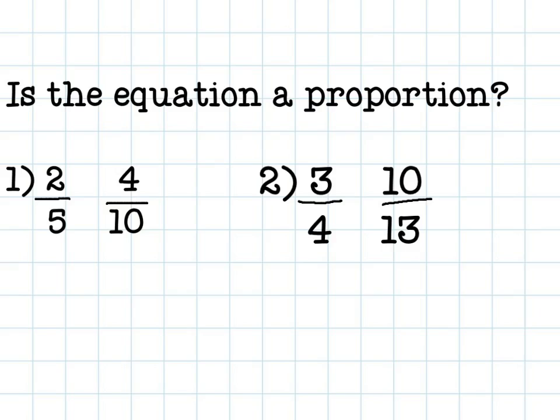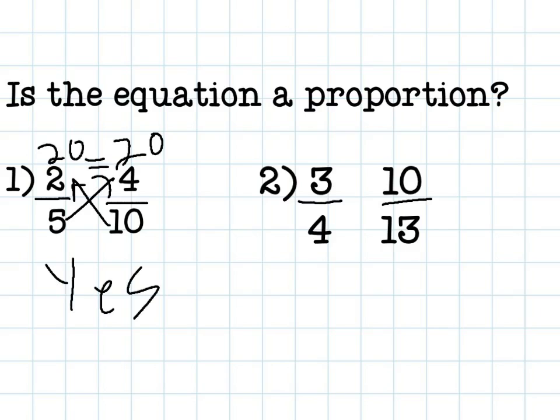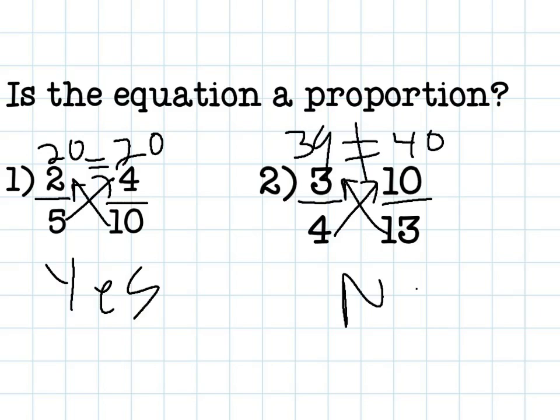So now, just pause the video and prove whether or not either of these examples are proportions. If you multiply 5 times 4, you get 20. 10 times 2, you get 20. 20 does equal 20, so this is a proportion. The answer is yes. On example number 2, multiply 4 times 10 is 40. 13 times 3 is 39. They are not equal, so the answer is no, it is not a proportion.